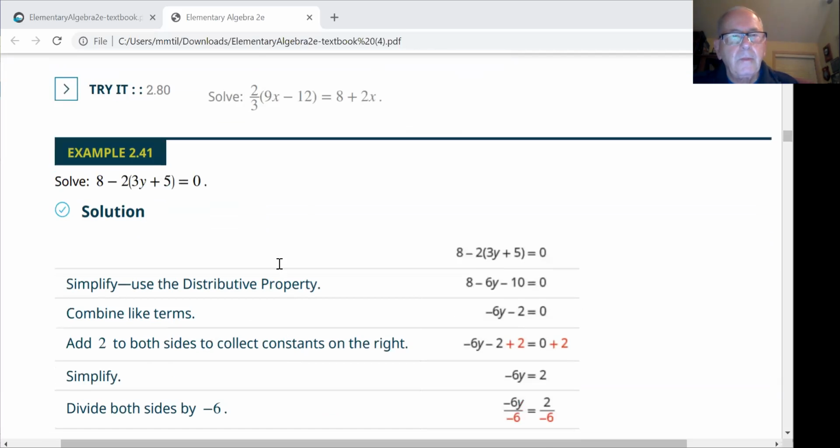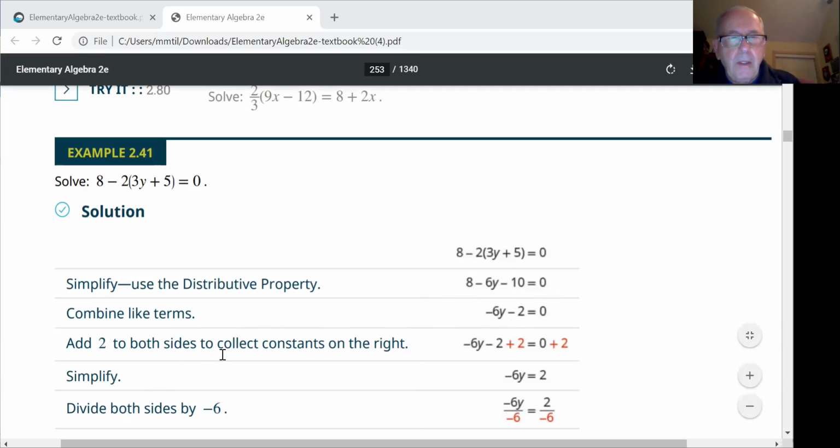Okay, here's another one. It's starting to get a little messy, but they're not that bad. Again, you're going to distribute. You've got 8 minus 2 times 3y, which is minus 6y, minus 2 times 5 is minus 10. That's equal to 0. Then you're going to combine like terms. In this case, it's the 8 and the minus 10. That's minus 2 on the left-hand side.